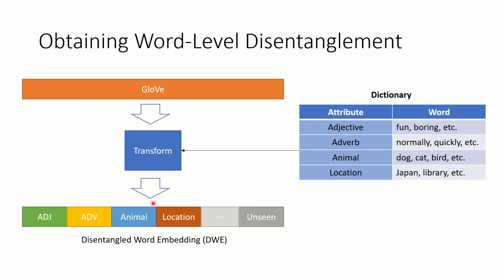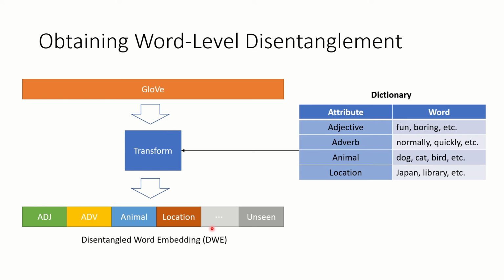Here is the main idea. Given off-the-shelf word embeddings, such as pre-trained GloVe or word2vec, our goal is to find a transformation matrix which can transfer the given embeddings into a new type of representations. We call these new type representations disentangled word embeddings, or DWE.